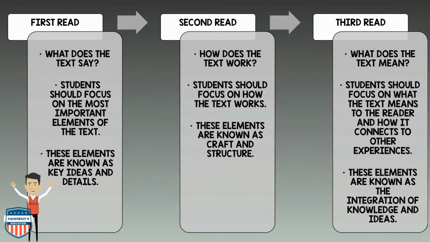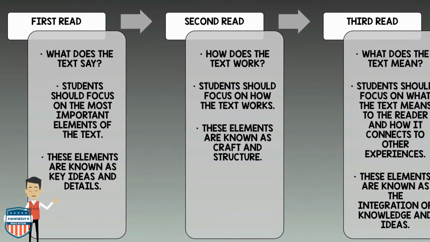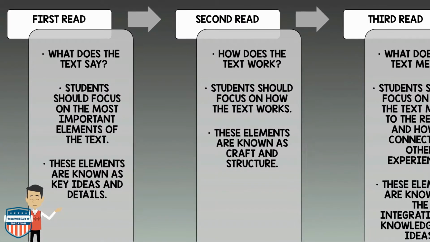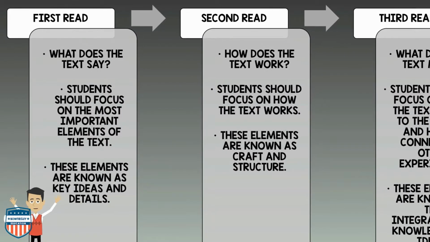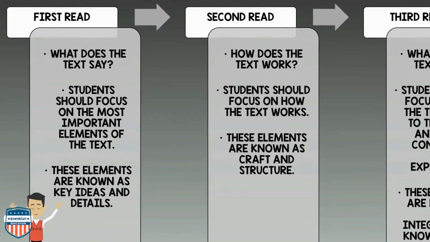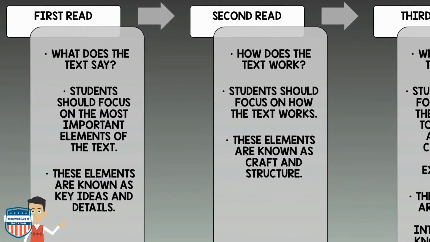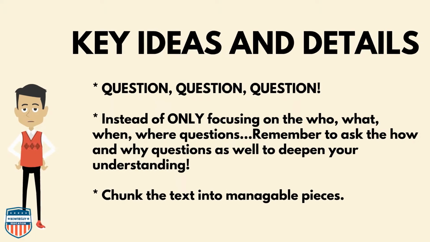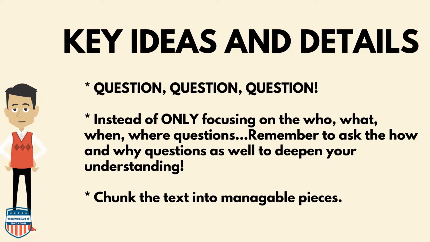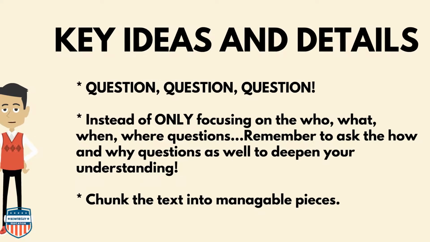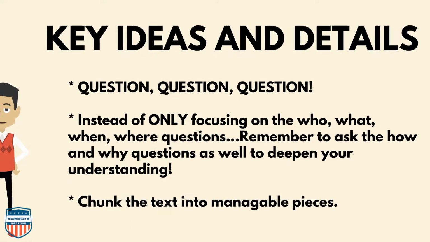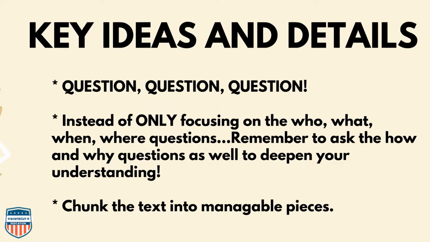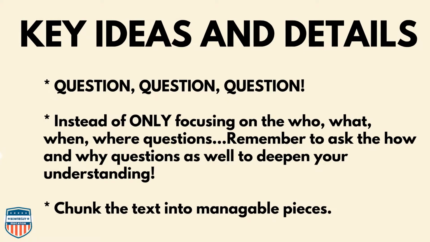The reading choices should not be consumable. Just pick up the book, read it, be done with it. No, let's read it 3 different times. The first time is called the first read. What does the text say? Students should focus on the most important elements of the text. These elements are known as key ideas and details. During the first read, in order to be successful in identifying key ideas and details, you need to question, because questioning equals understanding. Instead of only focusing on the who, what, when, where questions, remember to ask the how and why questions as well to deepen your understandings and chunk the text into manageable morsels that you can understand it better.